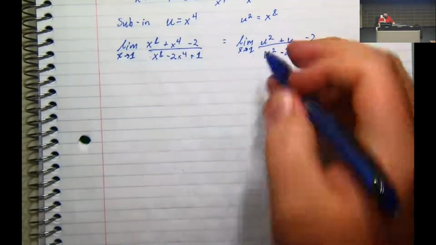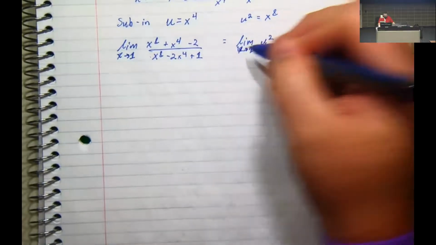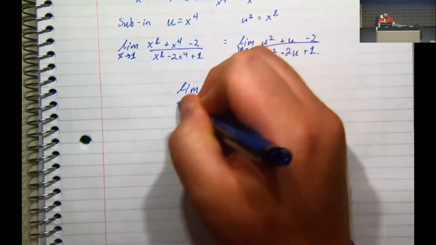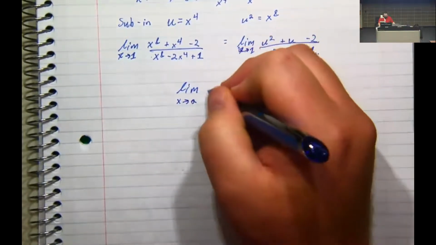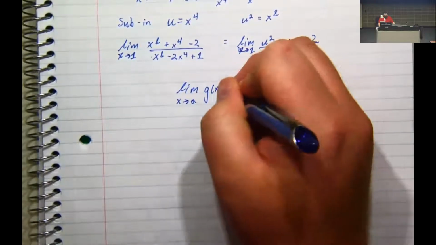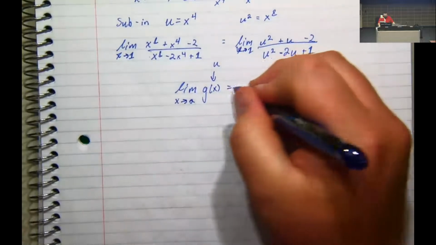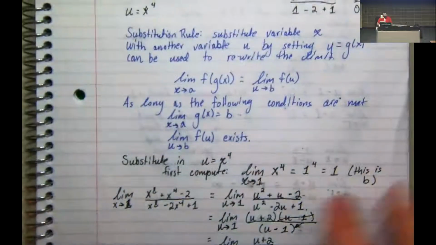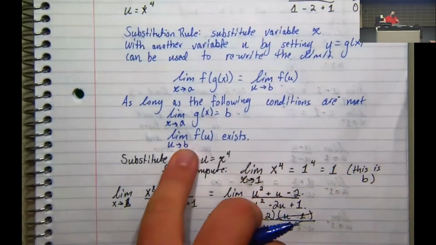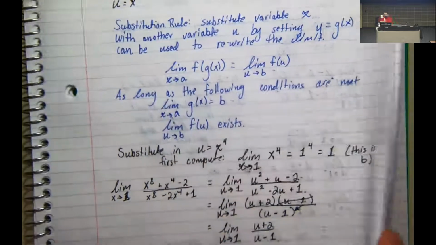Yeah, you could sub it in for any value. You just got to then determine that, oh, sorry, this is u to the 1. What's the limit as x goes to a of g of x, which is just u. And then that equals your new b value here. So if you have the substitution rule right here. Okay, let's go to the next question.